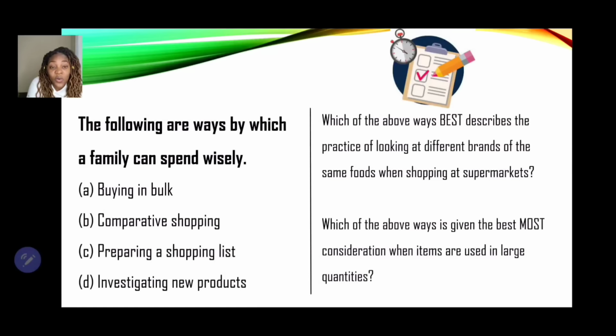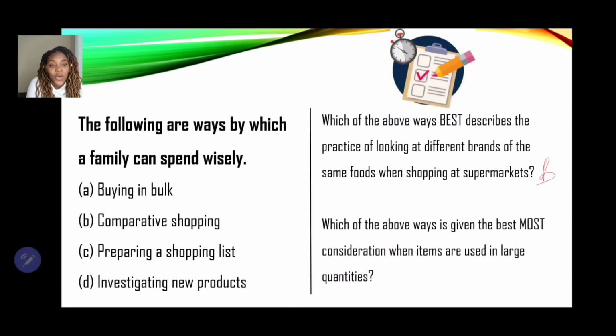So all of these are ways by which a family can spend wisely. Now let us look at the question. Which of the above ways best describes the practice of looking at different brands of the same product, or rather foods, when shopping at the supermarket? So if we're looking at different brands, we're comparing, right? So the answer here for this first one would be B. So we speak of comparative shopping.